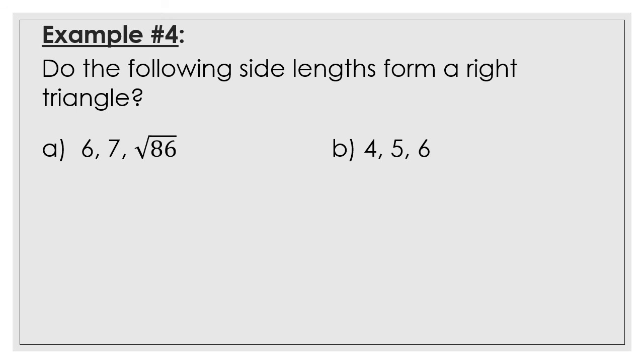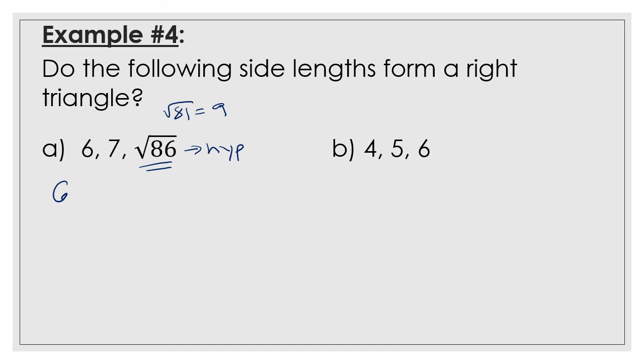All right, so let's look at example 4. We're going to determine if the following side lengths form a right triangle. If you think about the square root of 86, we don't exactly know what that is. However, I do know that the square root of 81 is 9. And because 9 is bigger than 6 and 7, that tells me that the square root of 86 is going to represent my hypotenuse.